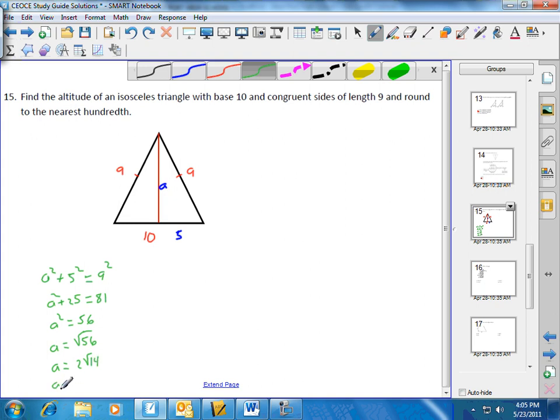And so A is approximately, I'm going to do the square root of 56. It's the fastest way to do it. 7 point, and let's round to the nearest hundredth, they said, so it's 7.48. So this was not a necessary step, but I just wanted to look at simplifying a radical real quick. 7.48 to the nearest hundredth is the length of the altitude.